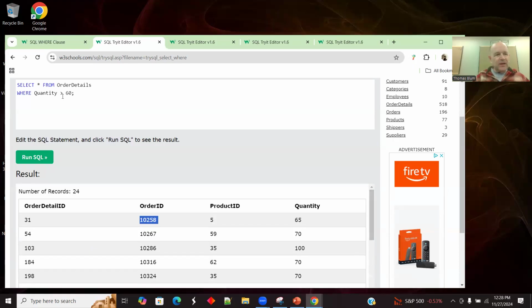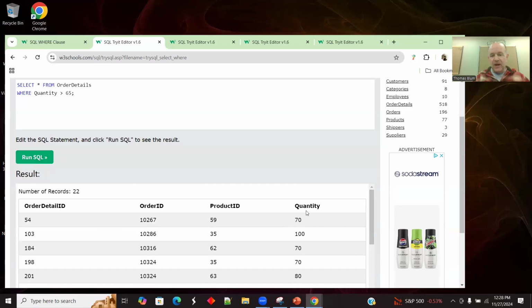So the conditions can be greater than, less than, greater than or equal to. Let's do 65. We see that there's one in here that's 65. Let's do equal to 65, and we don't have it. Let's do greater than or equal to 65, and we do have it. So there's greater than or equal to, less than or equal to, then we also have our like.